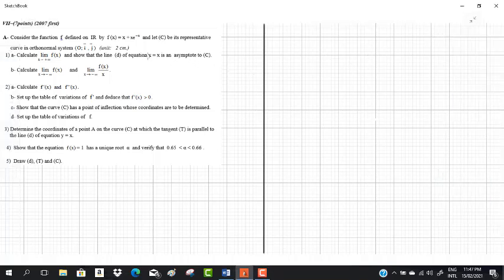Today we have homework: solving homework number 7, which is the 2007 regular session, first session 2007. It's number 7 in the worksheet.